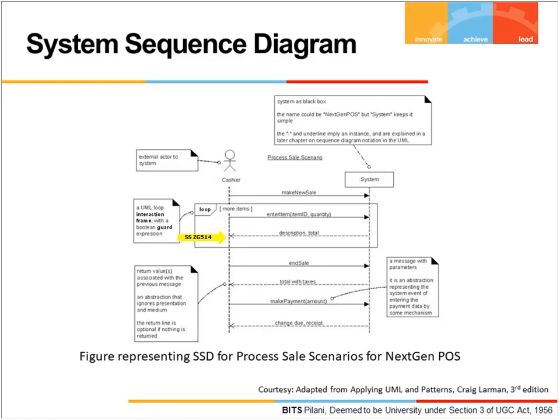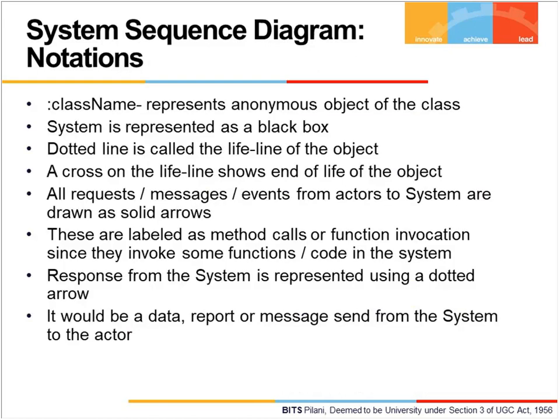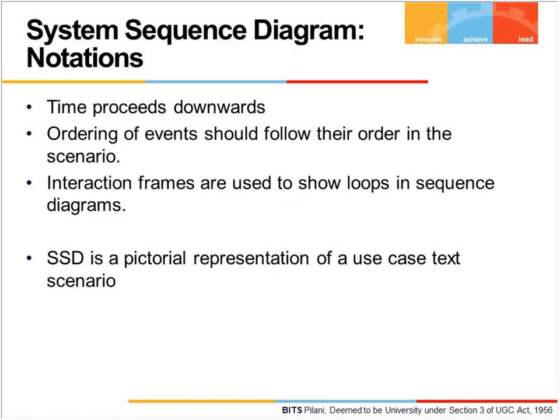Okay, let's see if there are more notations to add. Right, that's it. Now in a system sequence diagram, time proceeds downwards. There is a vertical lifeline. The lifeline represents time increasing downwards. The ordering of events should follow their order in the scenarios, right?